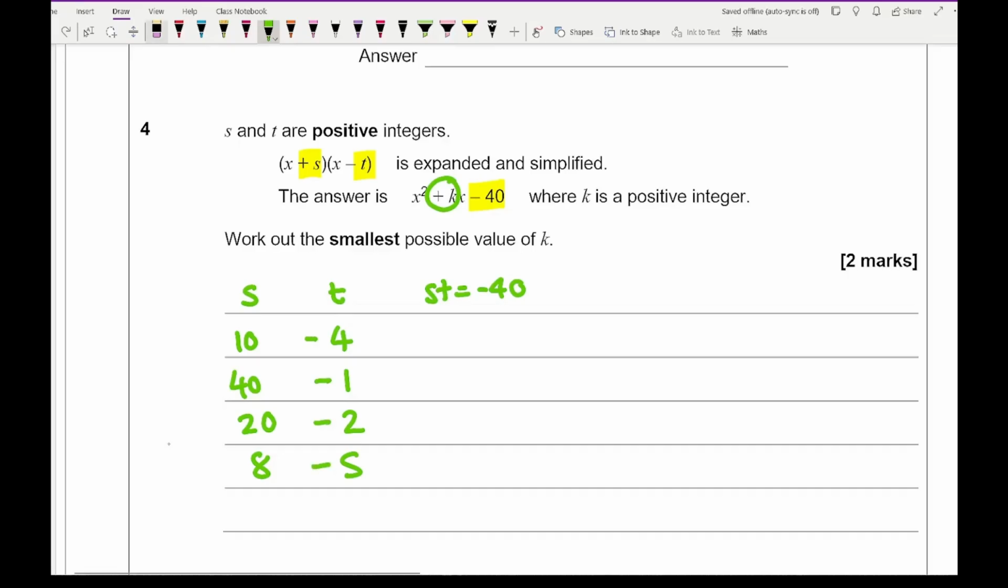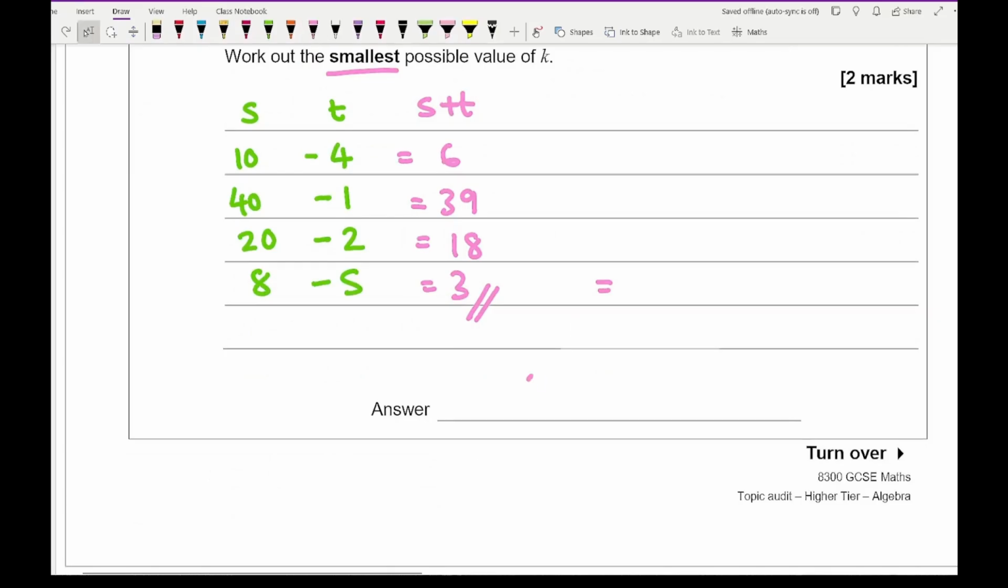So then if I add these two numbers together, I'm going to get 6, I'm going to get 39, I'm going to get 18, and I'm going to get 3. Now the question is asking which is the smallest possible value of k. Well, the smallest possible value is going to be 3. So all I need to do in the answer is just write 3.